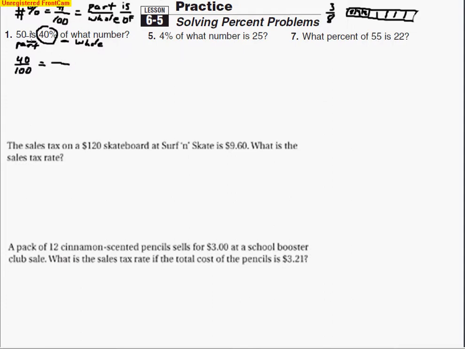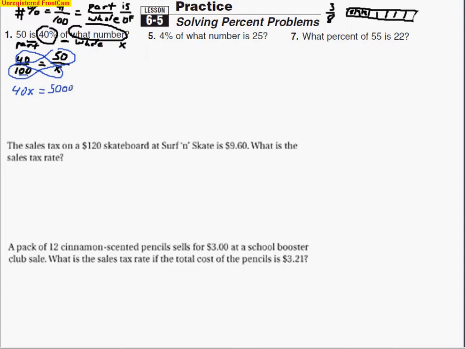It says 50 is, so that tells us 50 is the part. And it says of what number? Of, well, we don't know what the number is, so that's what the question is. So let's use an X to represent that. And then we can go ahead and solve. When we solve these, we're just using cross multiplication. So we cross multiply here, 40 times X, that makes 40X. Over on this other side, I got 50 times 100. The nice thing about multiplying by 100 is it just adds 2 zeros.